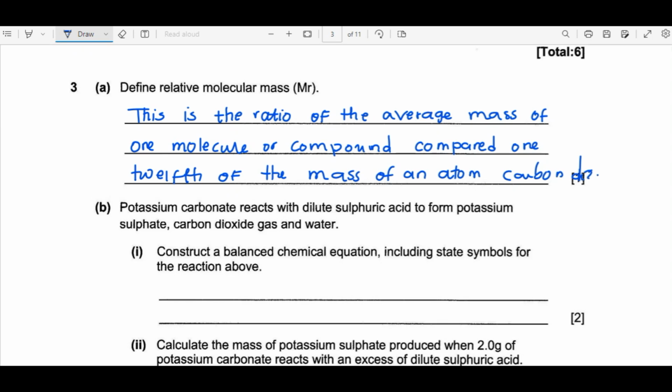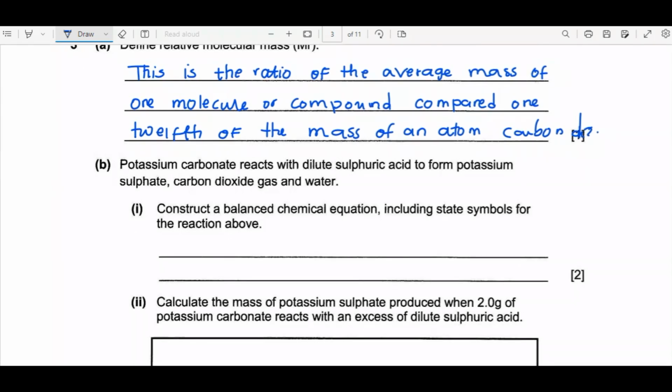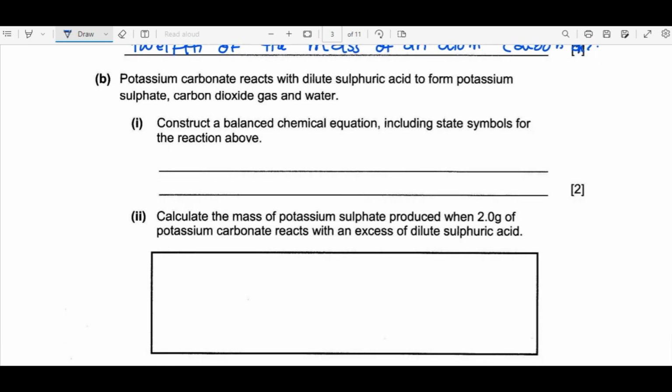Carbon 12. Now we move on to question B. Question B, we have potassium carbonate, which is a metal carbonate, react with dilute sulfuric acid to form potassium sulfate, carbon dioxide gas, and water. Construct a balanced chemical equation including state symbols for the reaction above.